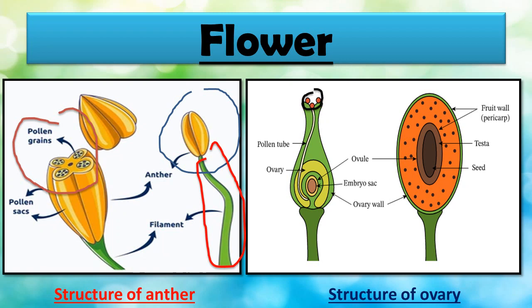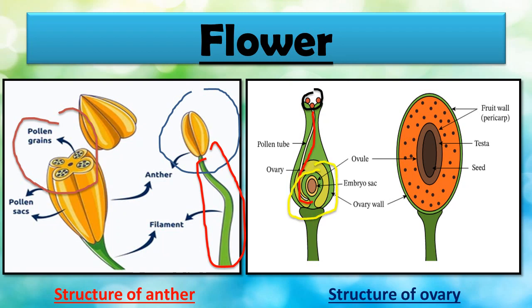Now alongside you can observe the structure of the ovary, in which you can see 3 cells here. These are the male cells, and when they go inside the ovary, they will perform the function of fertilization. So inside the ovary we have the pollen tube, through which the cells will go into the ovary. Then ovules are present inside the ovary, and in each ovule an embryo sac is present, then the ovary wall. So these are all the different parts of the ovary structure.